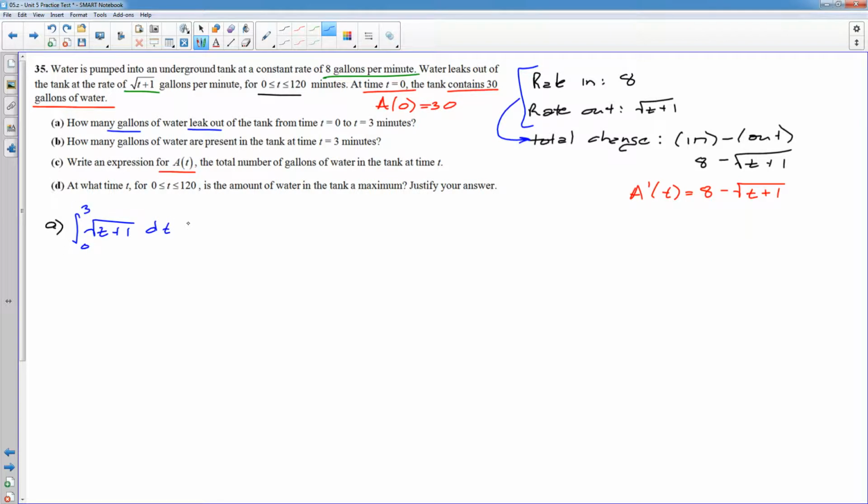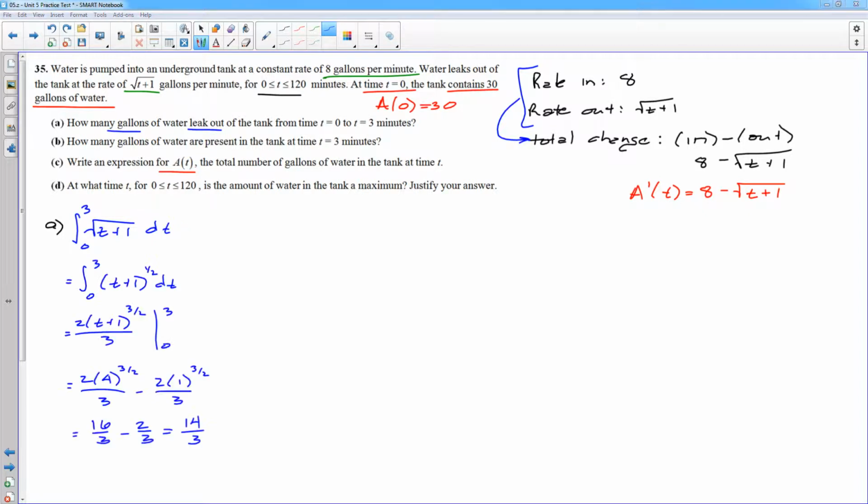This is a fairly straightforward antiderivative, so I'm going to pause the video and work this one out. All right, there's your answer down here. If the inside derivative is 1, don't forget that you don't have to go through with u sub. You could just treat it like a giant x. The antiderivative of x to the 1/2 is x to the 3/2 divided by 3/2. You just have to keep the inside the same. You do end up with a final answer of 14/3, and the units would be gallons.